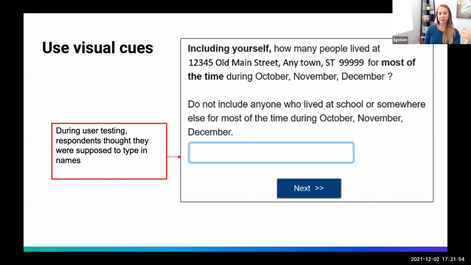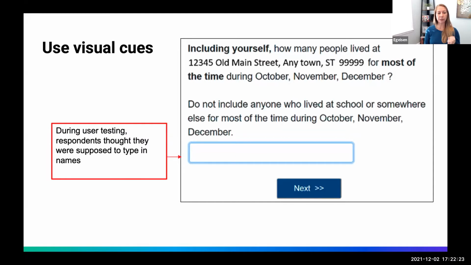When they started typing, they typed in the names of the people who lived in the house. But if you take a second to read it, it asks how many people lived at this address. The survey was programmed to only accept numbers, so if they tried to type in someone's name, it wouldn't allow it. It did alert them to the error, and they were able to go back to the question, read it, and realize that it was asking for the number of people in the household. But I think it's always better to prevent errors rather than correct them.